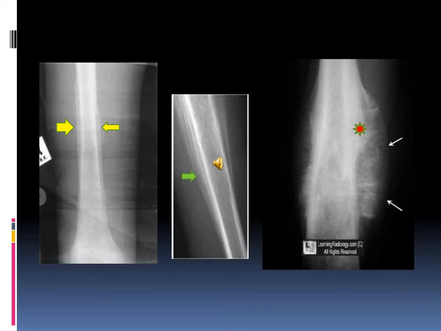Also, what we can see in this film is the red spot which represents the Codman triangle. This is a shape of triangular density seen sometimes in aggressive tumors in association with the bony speculation. So this represents a very aggressive tumor that is showing the Codman triangle and the sunray speculation, which is more going to be seen in osteosarcoma.